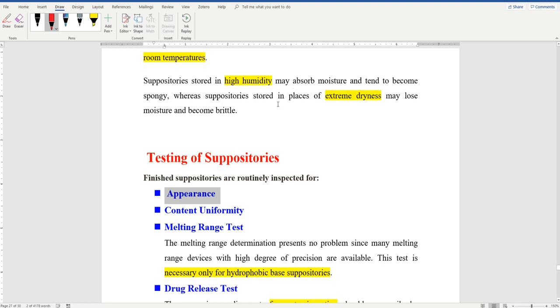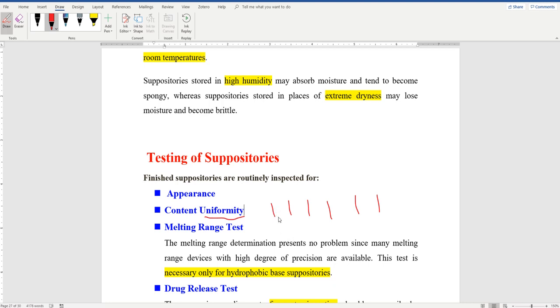Another test that can be done is content uniformity. Again, if you remember content uniformity, we said that you take individual units, in this case you take suppositories, each one, and then you analyze how much drug is in each one. Of course, you need them to be uniform. Okay?